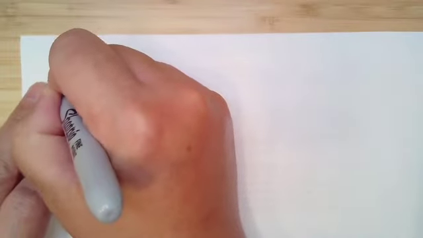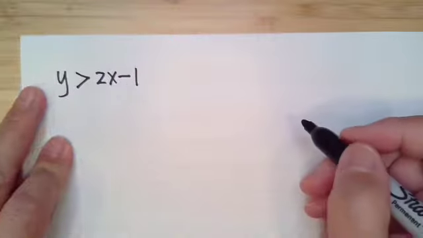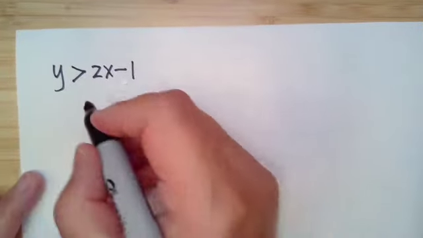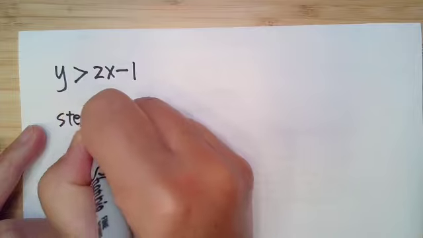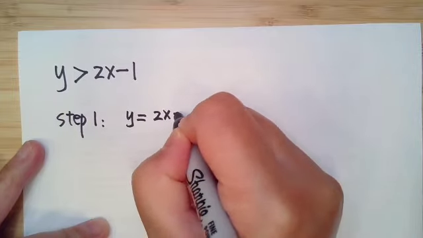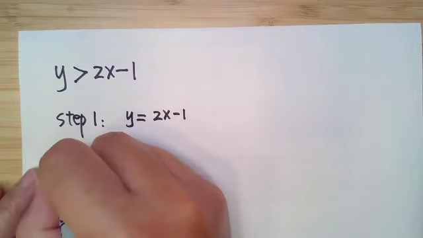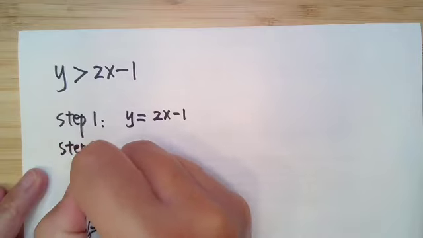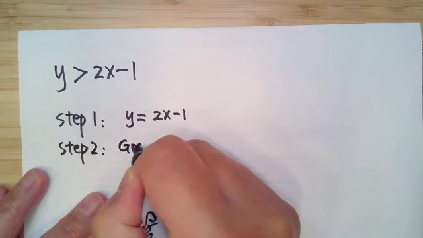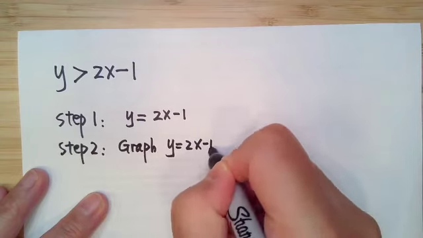Okay, so let me give you one more example and show you the general steps to graph this. Y is greater than 2x minus 1. Okay, I write the steps. Step 1, change that into equal. All right, don't ask why. Change it to be equal because we only know how to graph this line. Step 2, graph.